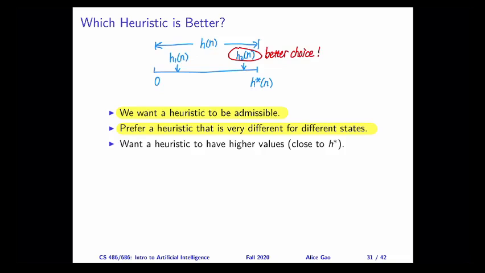This picture illustrates the first and the last points. H star is the true cost, and H is a heuristic function. The heuristic function should be admissible, so the heuristic value should be between 0 and the true cost value. Then suppose that we have two heuristic functions. H1 and H2 are both admissible. In this case, we prefer H2, which is more accurate since it's closer to the true cost.